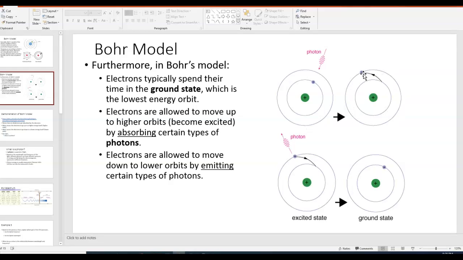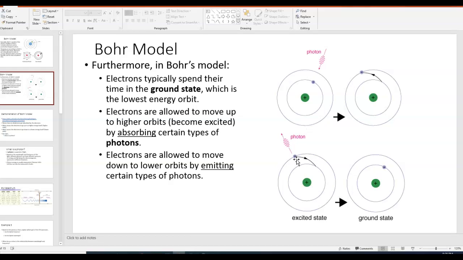Now, what can happen then, and what does happen then, is the electron doesn't really want to be excited. It actually wants to go back down to the ground state. So after a little bit of time, it's going to fall back down and de-excite, or go down to lower energy. But when it does that, it has to do something with all the energy it's losing. And so the electron can only move down to a lower orbit by emitting, or giving off, certain types of photons. Again, at this point, you might be asking, what the heck is a photon? We'll talk about that in a couple minutes.